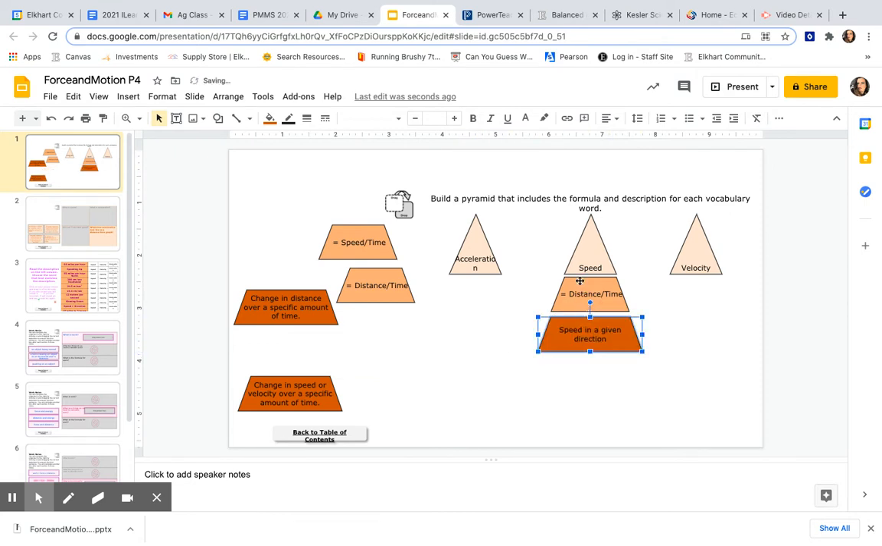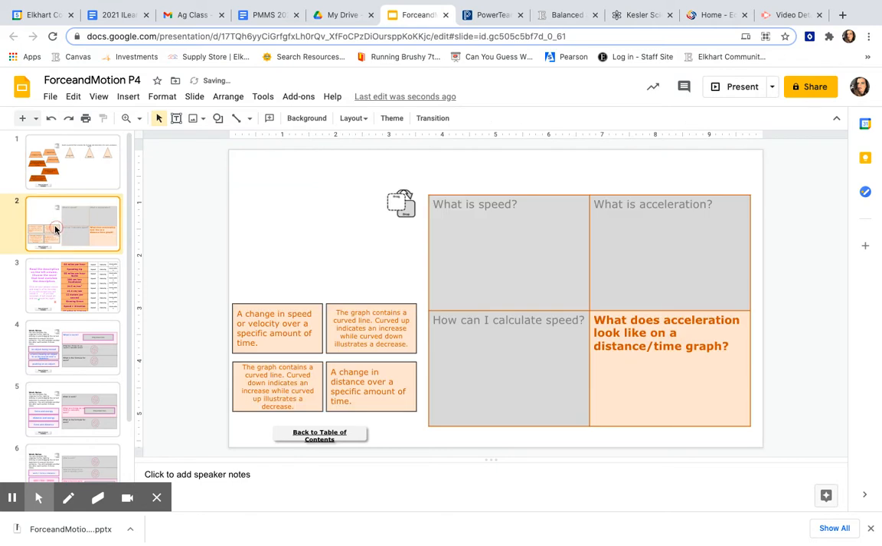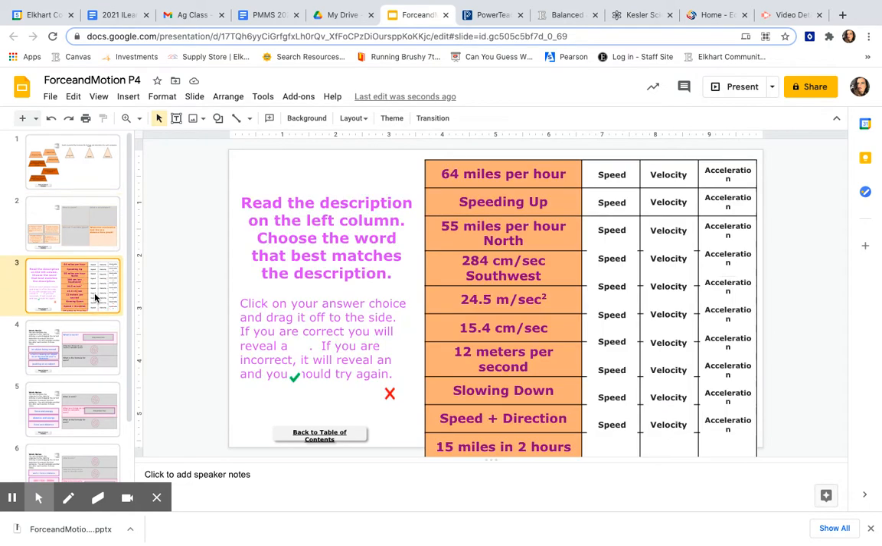It's just an example. But you're going to build yourself a triangle with all the appropriate parts that go under acceleration, speed, and velocity. Right here, you're going to tell me what is speed, what is acceleration, how can you calculate speed, and what does acceleration look like on a distance time graph. So you're going to drag the boxes over to the appropriate places for the appropriate answers.